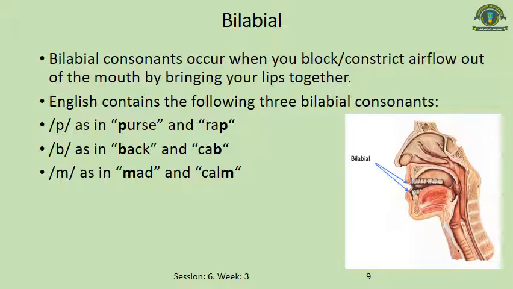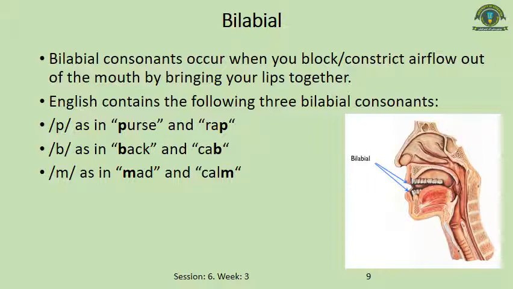Then b, as in back and cab. Say after me. Back, cab, and then again say after me. M, as in mad and calm. So in purse and wrap, the p sound is there. In back and cab, the b sound is there. In mad and calm, the m sound is there.